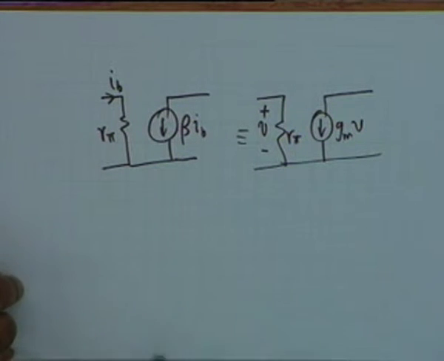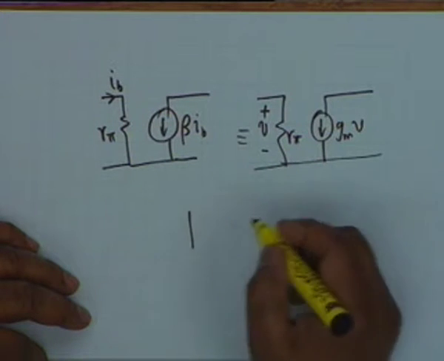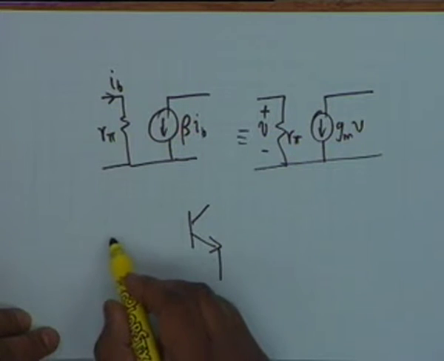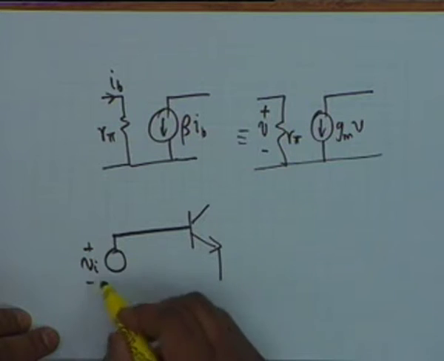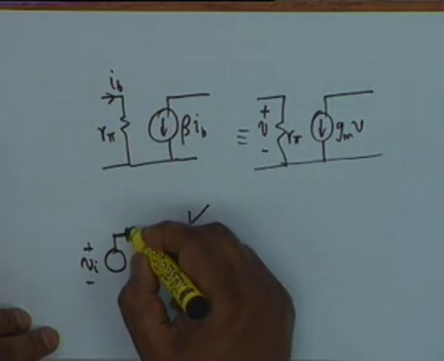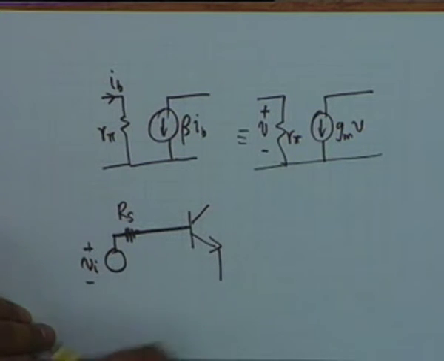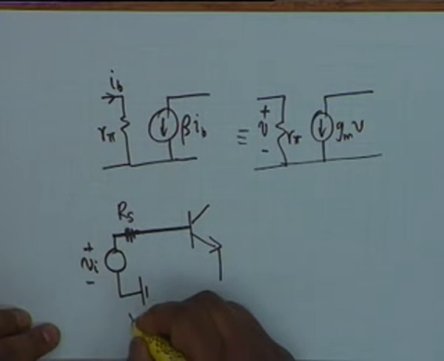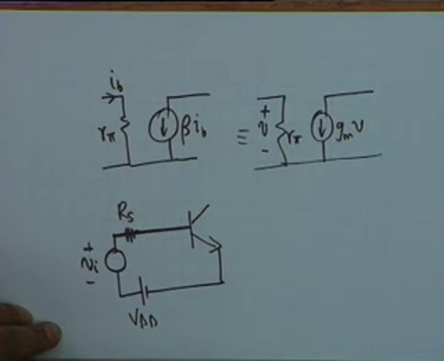Suppose now we make an amplifier, the most elementary amplifier, that is, we have, let us say, Vi, perhaps we can include a source resistance Rs, then of course we have the DC bias, let us say VBB. Is the polarity correct? The base should be positive with respect to the emitter.